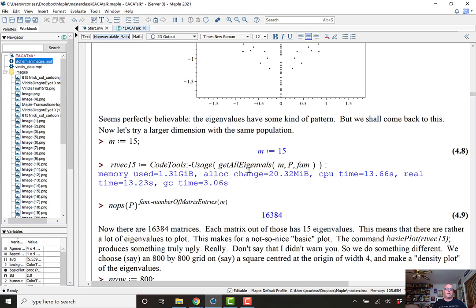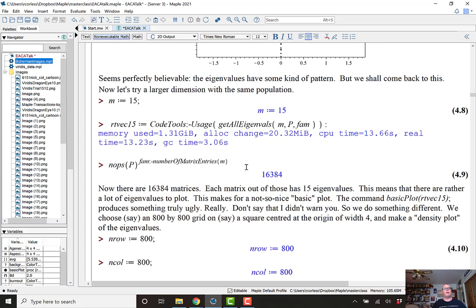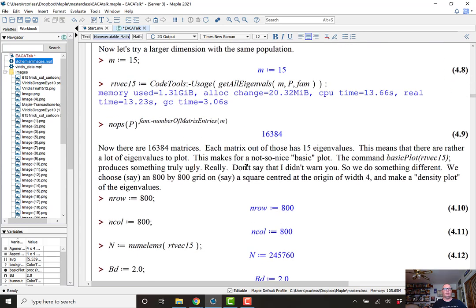So if I tried to do a basic plot, I'd get a really ugly thing. Don't do it. Well, you can if you want, but don't say I didn't warn you. But we're going to do something different. So we choose an 800 by 800 grid, for example, on a square centered at the origin of width 4. And you can experiment with the width and try and decide whether that's enough or too much or whatever.